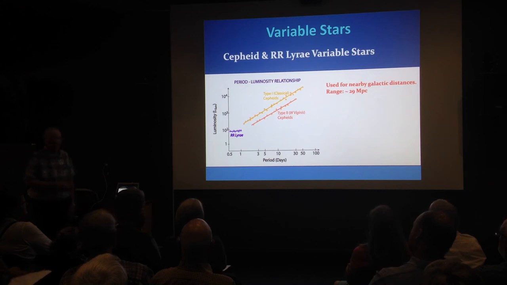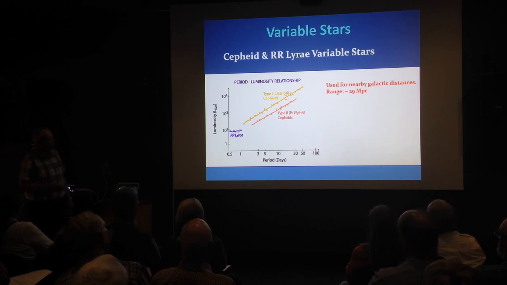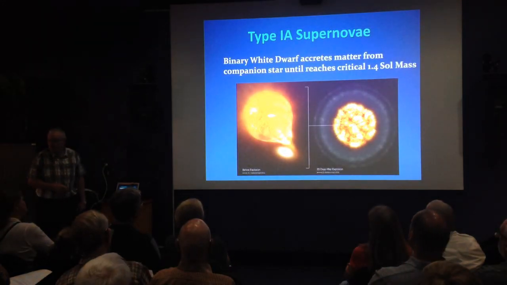about 29 megaparsecs. And a megaparsec is a million parsecs. So remember, here we were getting up to 26,000 odd light years. These guys can go up to about 29 megaparsecs. That's a huge distance. 29 million parsecs. And you can identify a Cepheid variable because they're so bright, you can actually work it out from there. So there are other methods again.